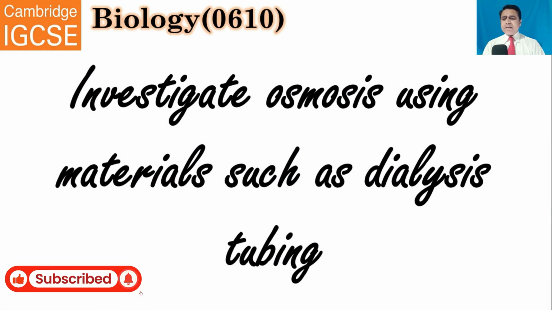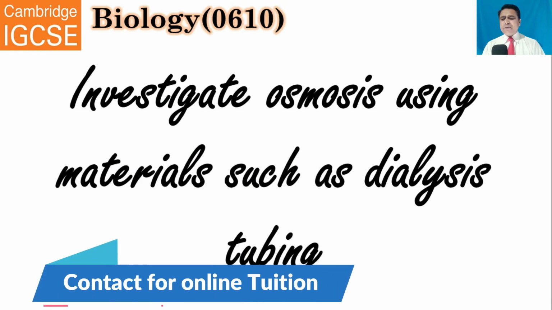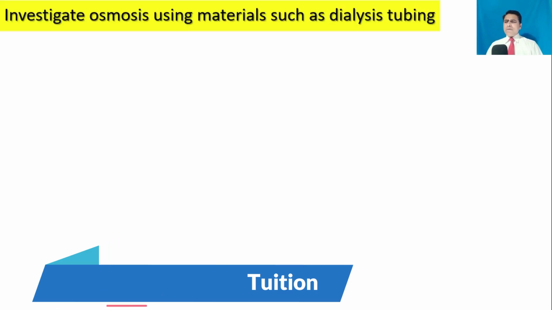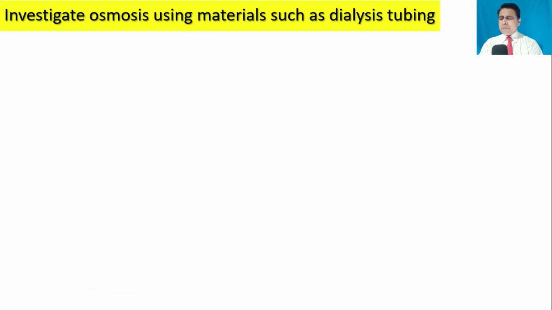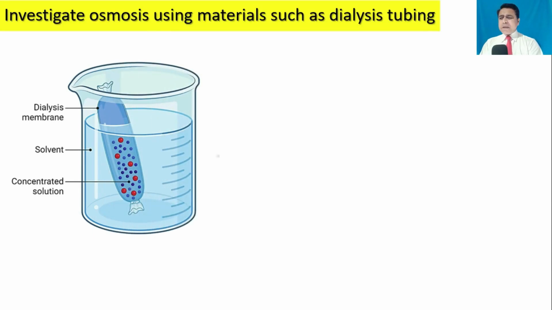Investigate osmosis using materials such as dialysis tubing. Now we have to investigate osmosis using materials such as dialysis tubing. This is a beaker. This is the experimental setup.